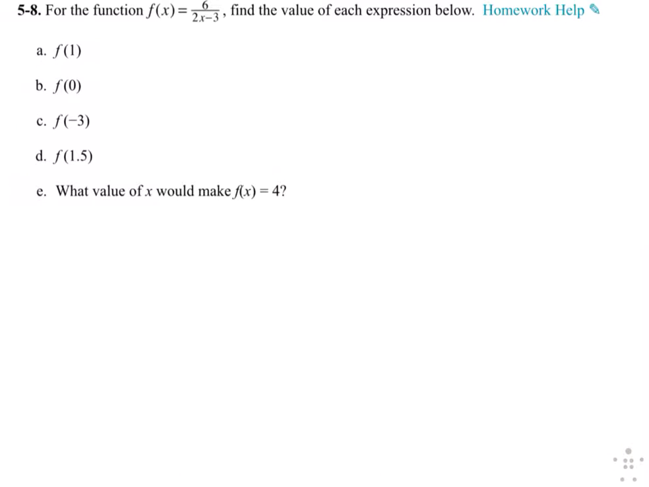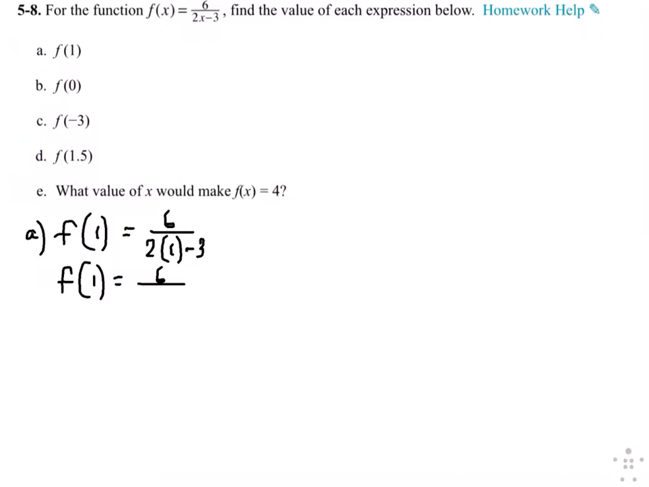Okay, for 5, 8, they want us to find the value of this function for a lot of different values of x. So A, let's just go in order here, f of 1 equals, we have to substitute a 1 in for x, so 6 over 2 times 1 minus 3, right? So f of 1 equals 6 over 2 minus 3. 2 minus 3 is negative 1. So f of 1 equals negative 6. There's A.